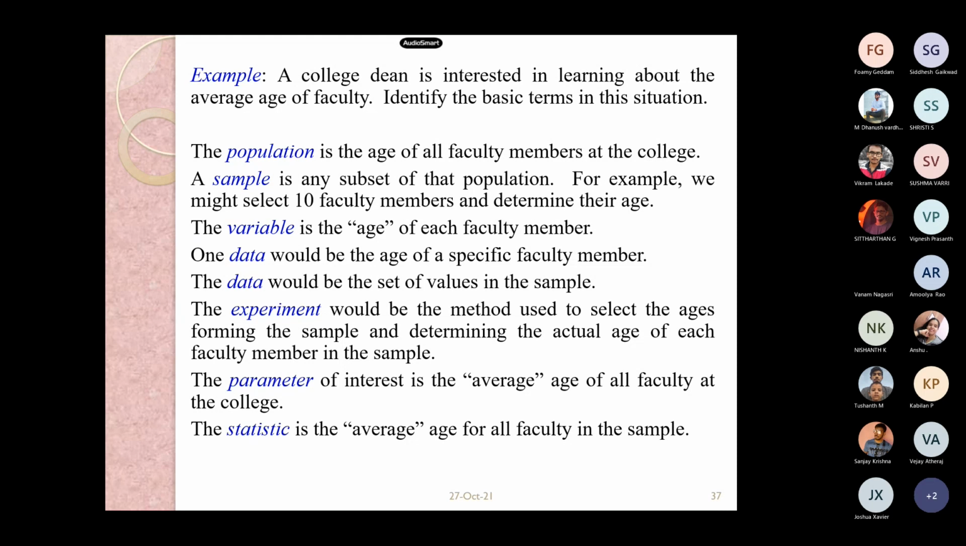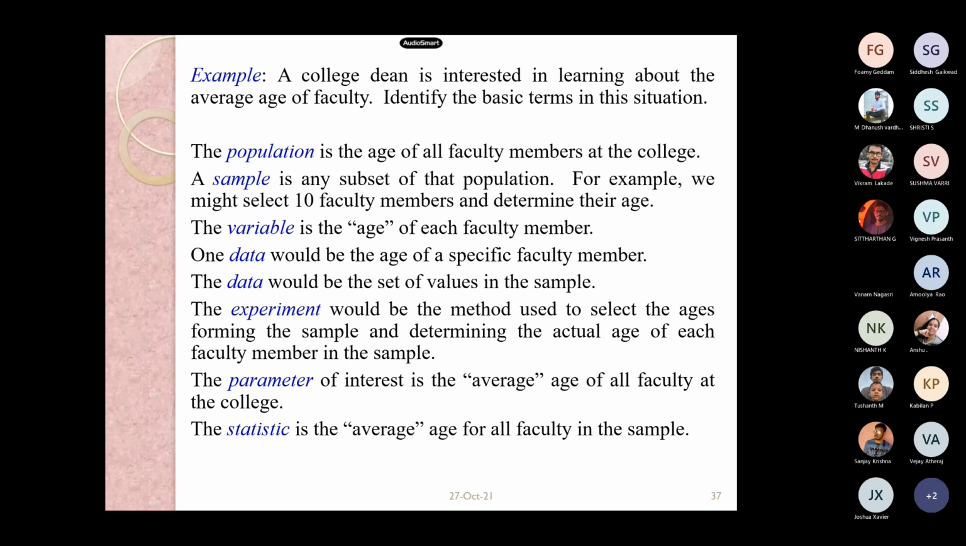A college dean is interested in learning the average age of the faculty. In order to identify the average age, what do they have to do? The population is the age of all the faculty members. A sample is any subset of the population. For example, we might select 10 faculty and determine their age. Through those results, the statistics can reveal information about the population. The variable considered here is age, and the data would be the age of a specific faculty member, and data would also be the set of values.